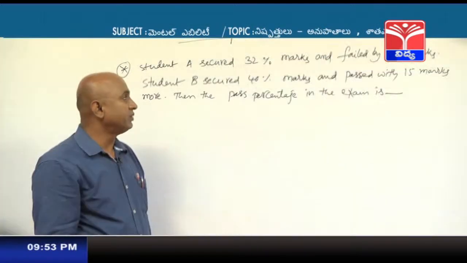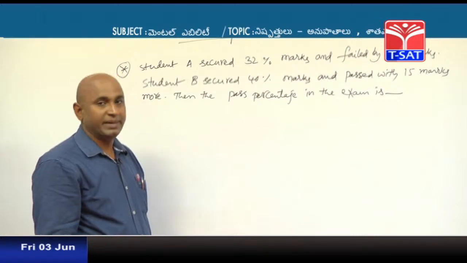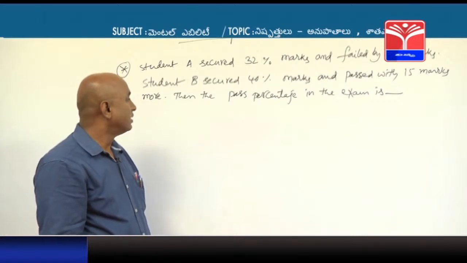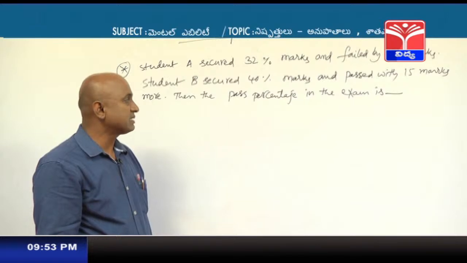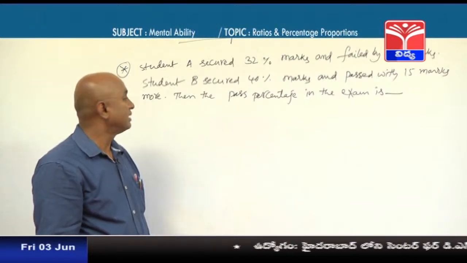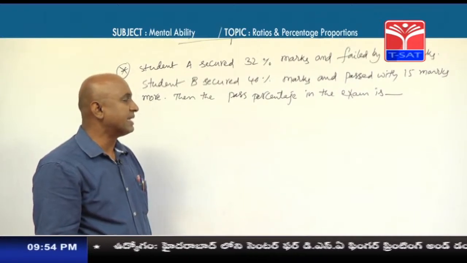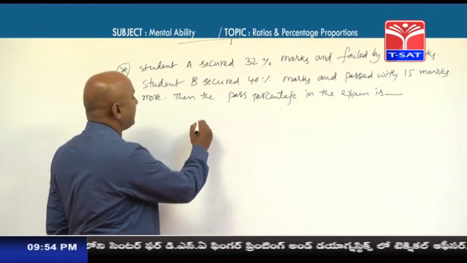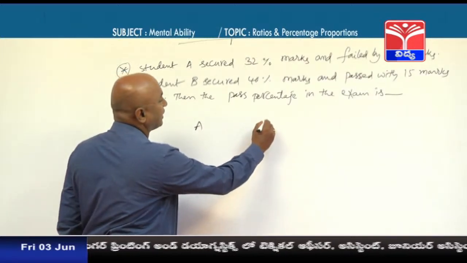Student A secured 32% marks and failed by 25 marks. Student B secured 40% marks and passed with 15 marks more than the pass marks. Then the pass percentage in the exam is, one student A is there and another student B is there.